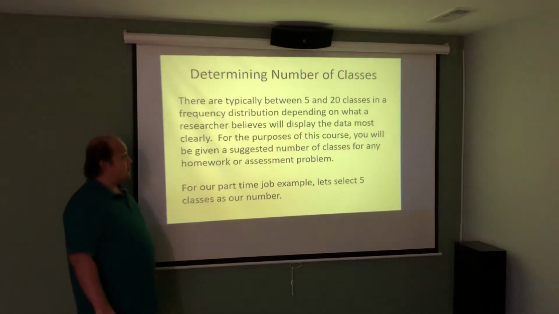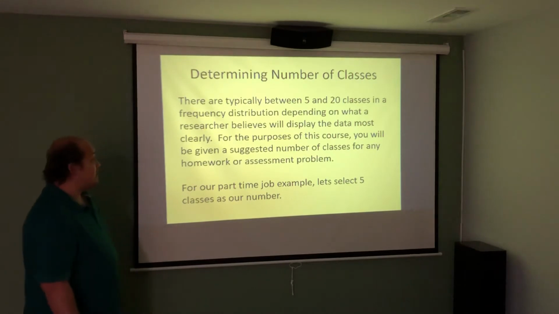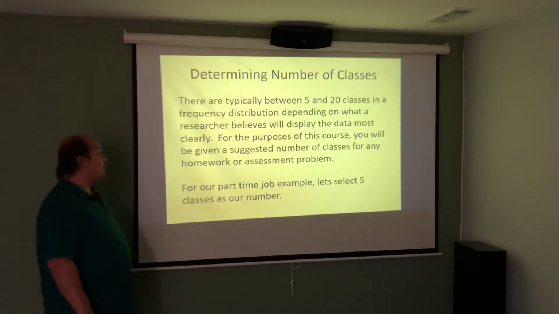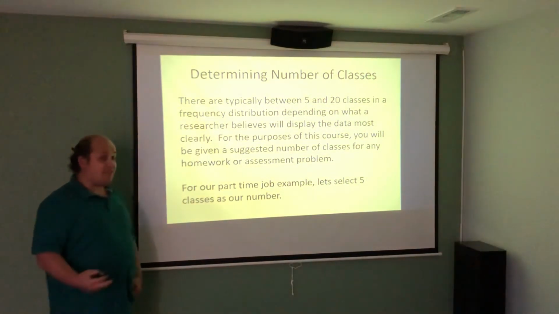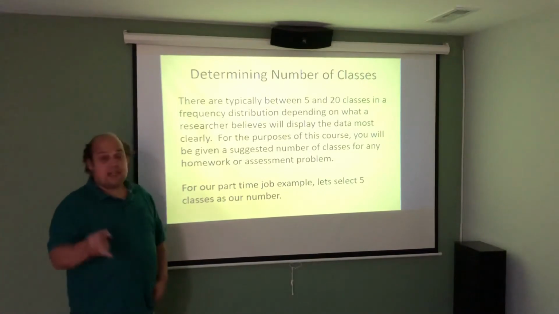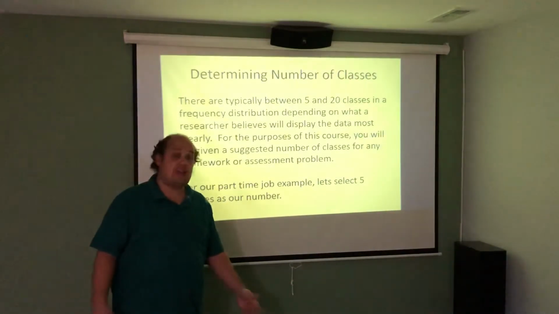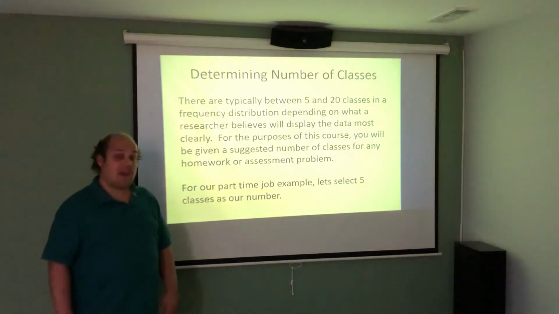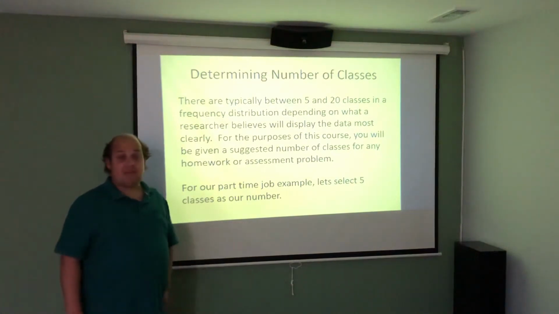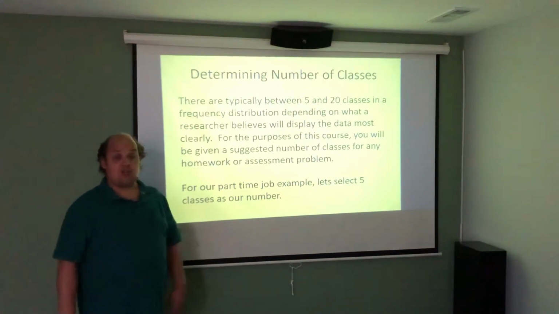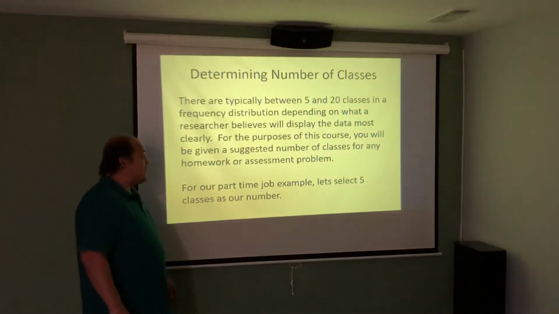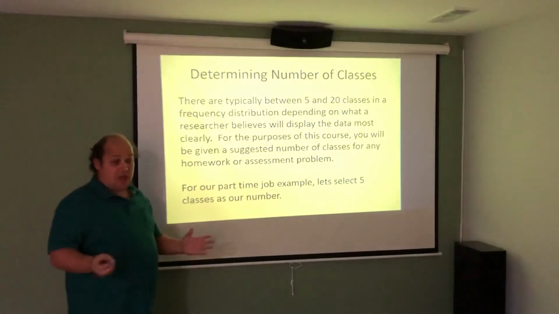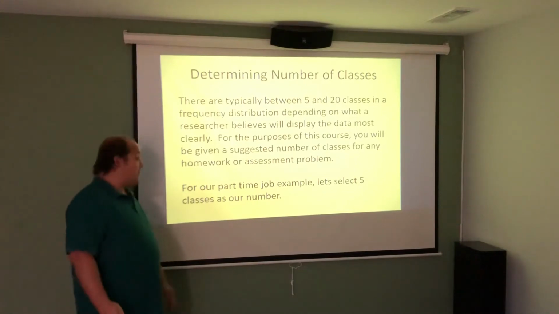There's typically between 5 and 20 classes in a frequency distribution, depending upon what a researcher believes will display the data most clearly. For the purpose of this course, you'll be given a suggested number, specifically 5. It's possible that in an online assignment they give you a different number of classes than 5, but I try and stick to 5 in the assignments, and that's really what I want you to use for the project that you're going to do, where you're going to create a frequency distribution. So 5 is just kind of my default number for these.